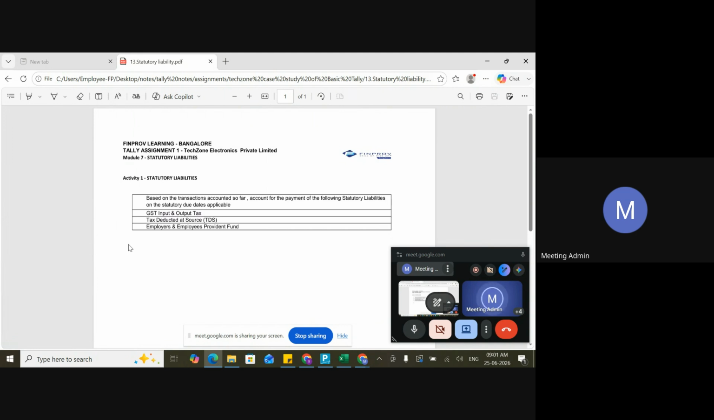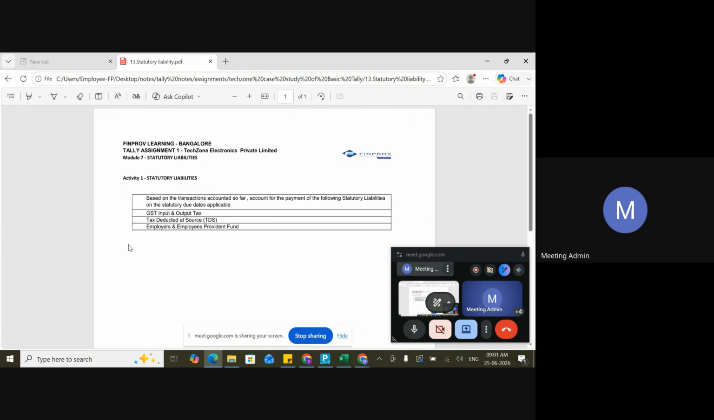Do you know what is statutory liability? Have any idea what is statutory liability? No, ma'am. Okay, so what about others? Hisham, Sohan, Venkatesh, what is statutory liability? Okay. So statutory liability means we are liable to pay the government the tax.